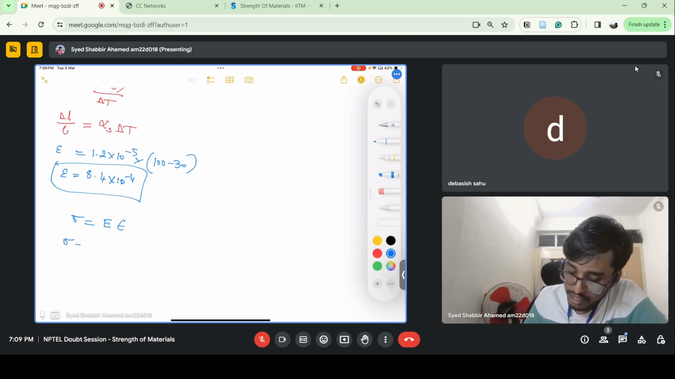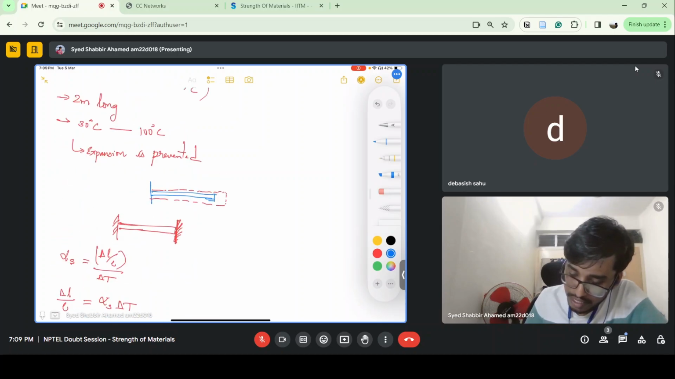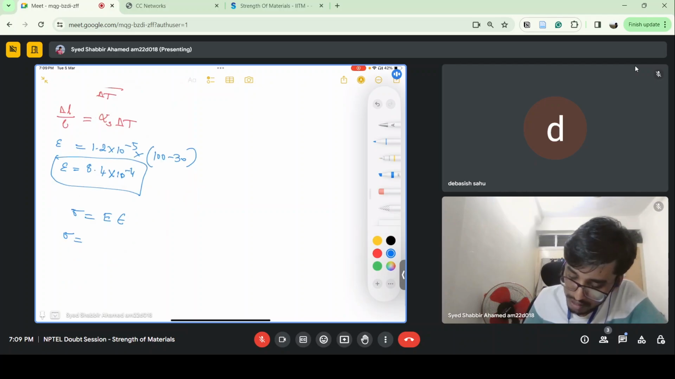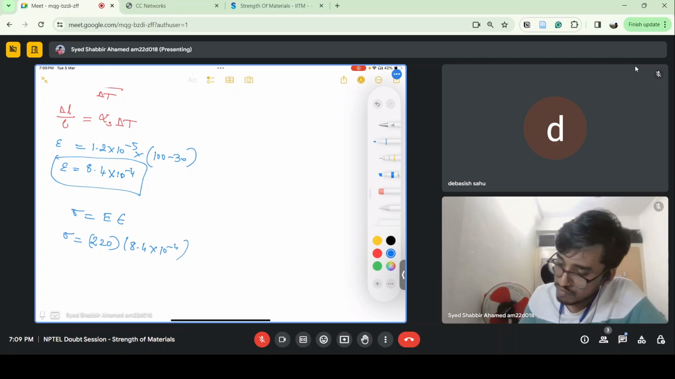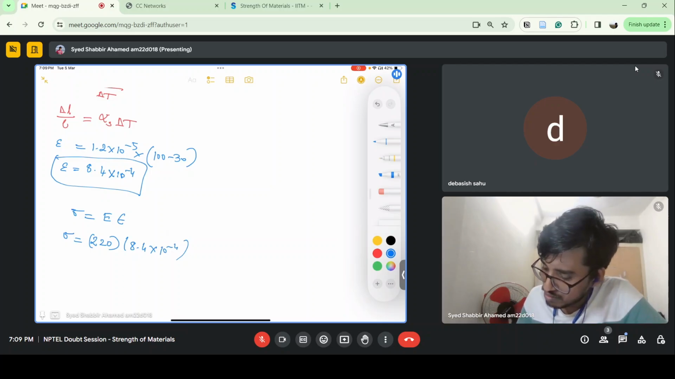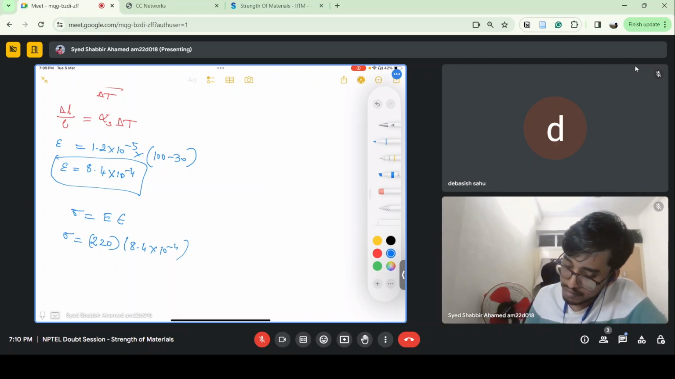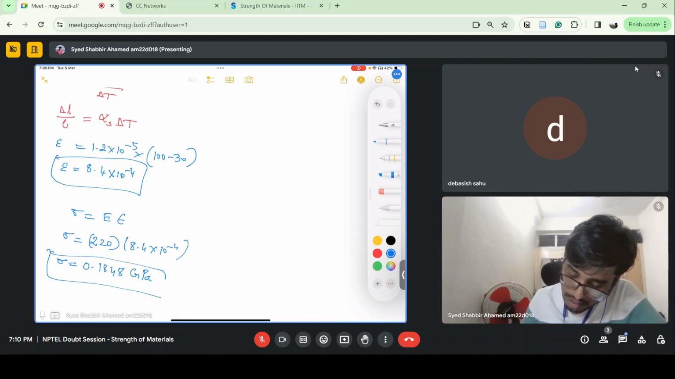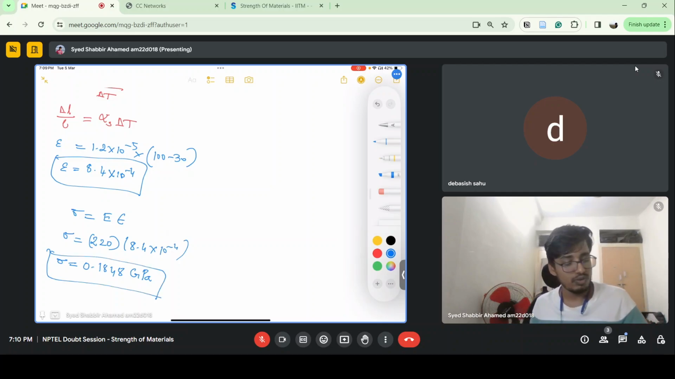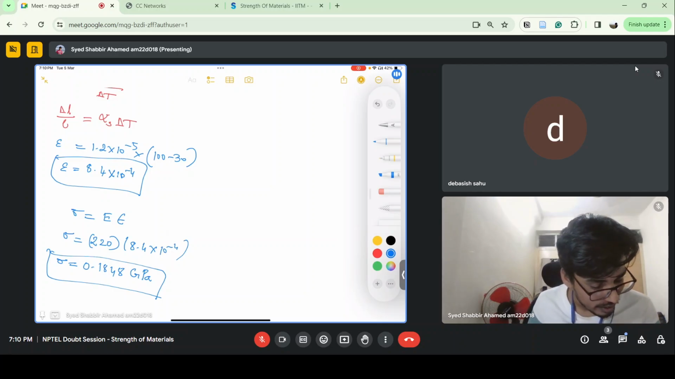So I know sigma and I know epsilon. I know E is also given, so 220 gigapascal. 220 into 8.4 into 10 to the power of minus 4. If I do 220 into 8.4 into 10 to the power of minus 4, I'll get sigma equal to 0.1848 gigapascal. So this is the stress developed due to restricting the temperature expansion.